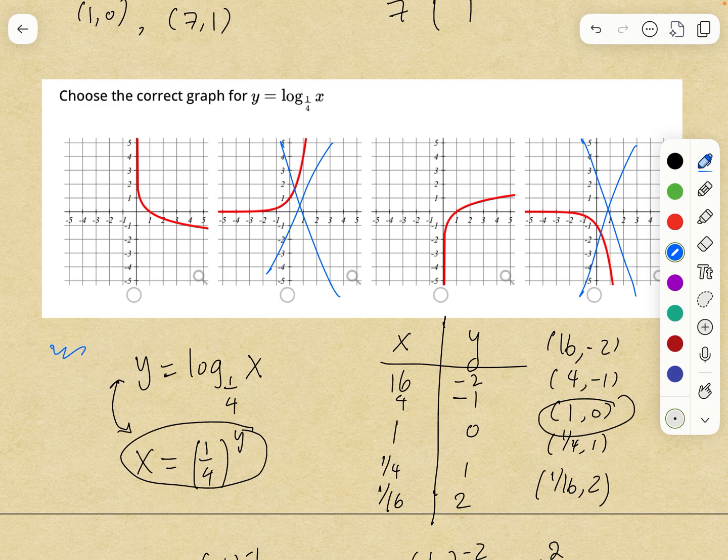Let's try (1/4, 1). Well, we can see that when x is 1/4, the first graph produces a positive y value, whereas for the third one, when x is 1/4, y is negative. So this is certainly not the correct one, and so the other one is the correct answer choice.